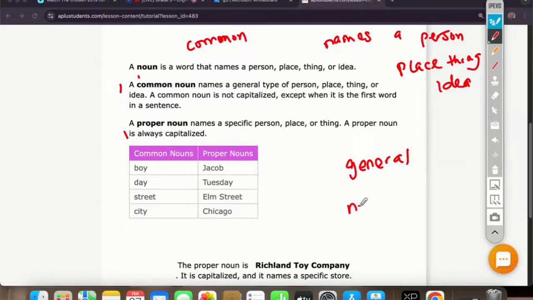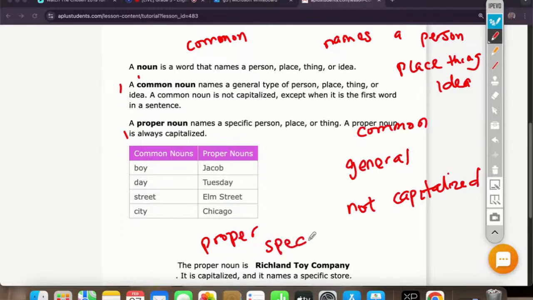A common noun is not capitalized. You do not capitalize a common noun except when it's the first word of a sentence. Then the proper noun is a specific name of a person, place, animal, or thing. A proper noun is always capitalized. So that's the difference between the common and the proper. The proper is specific and you capitalize, while the common is general and you don't capitalize.